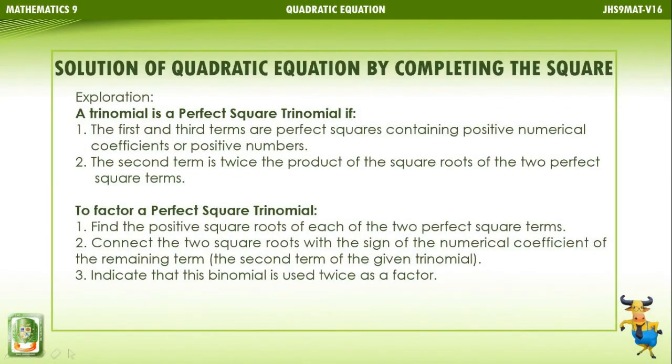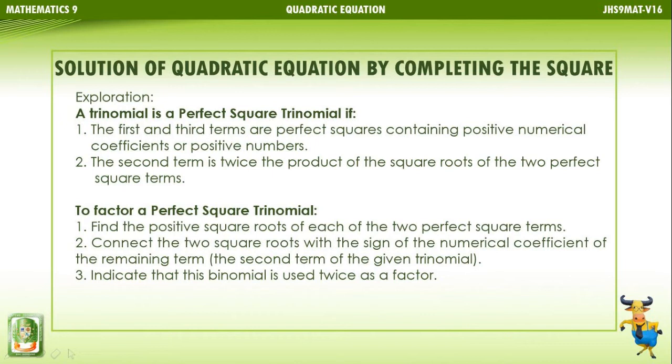Solution of quadratic equation by completing the square. Exploration. A trinomial is a perfect square trinomial if: 1. The first and third terms are perfect squares containing positive numerical coefficients or positive numbers. 2. The second term is twice the product of the square roots of the two perfect square terms.